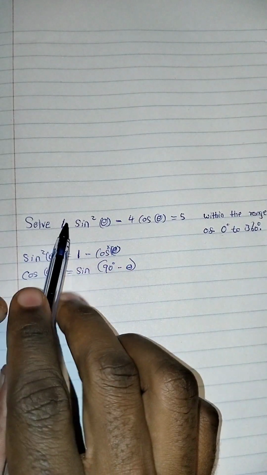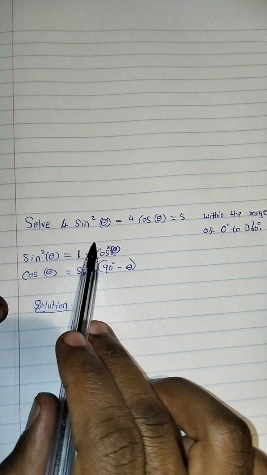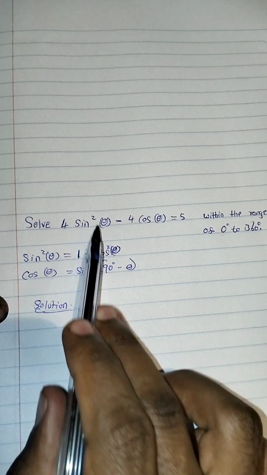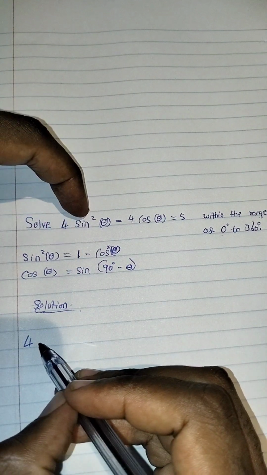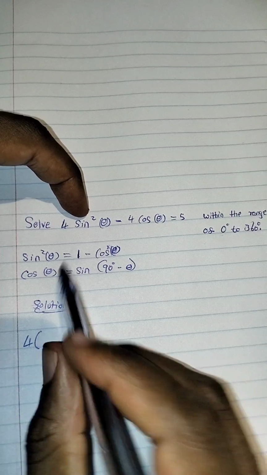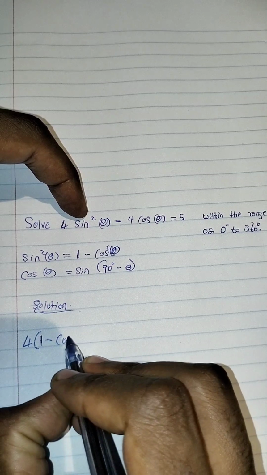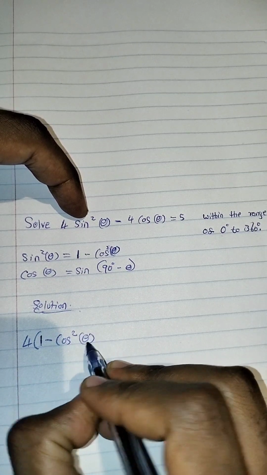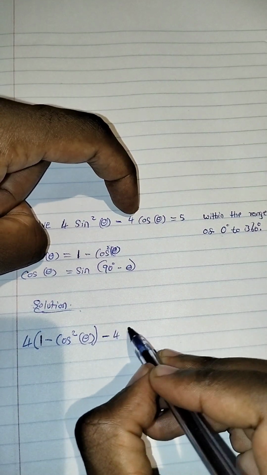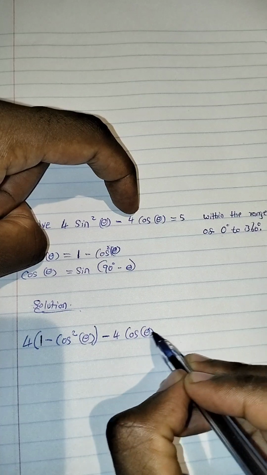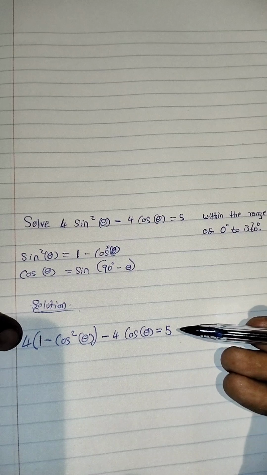First of all, where we have sine squared theta, I'll replace it with this, because this is the same as this. So here I'll write 4 and then, since there is a bracket to distinguish the 4 and the 1, I say 1 minus cos squared theta. Now I can close the bracket, then minus 4 cos theta is equal to 5. Have you seen that, learner? Have you understood until this position?